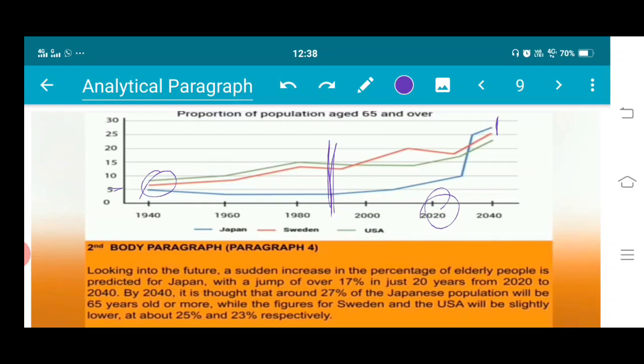So here also a contrast has to be given: Japan is growing gradually and at the top, right, but for Sweden and the USA the growth is slightly lower, at about 25% and 23% respectively. And that's all. This is the complete explanation of the graph we have done. So that's how we have to write the analytical paragraph.